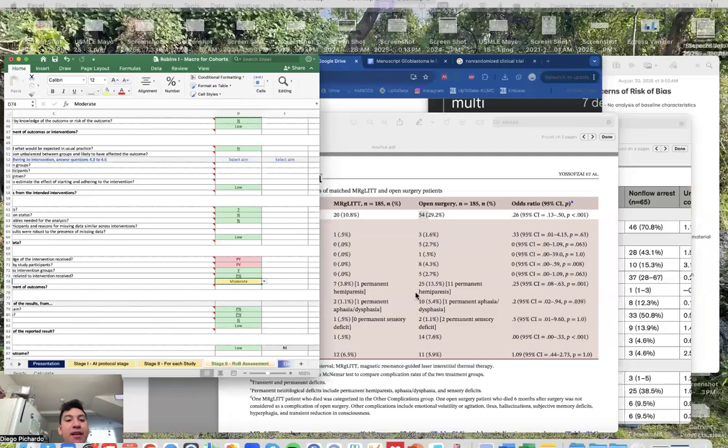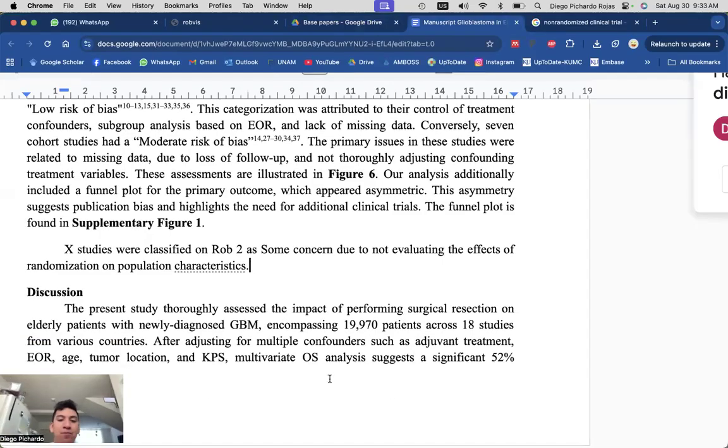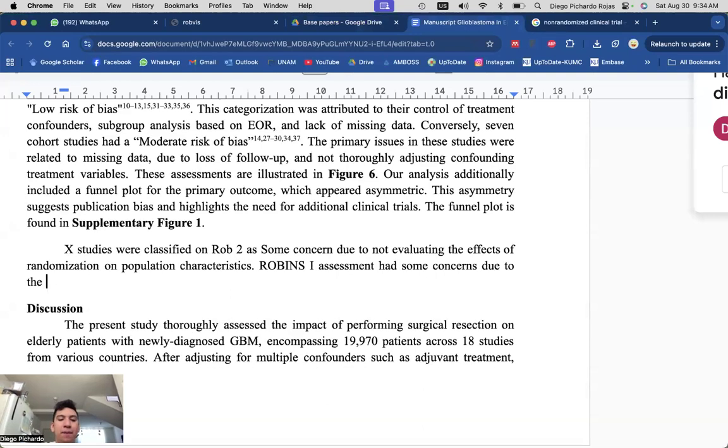At the end, in my manuscript, I would just write: my ROBINS-I assessment had some concerns due to the bias of assessments due to non-blinding of evaluators. And that's it.